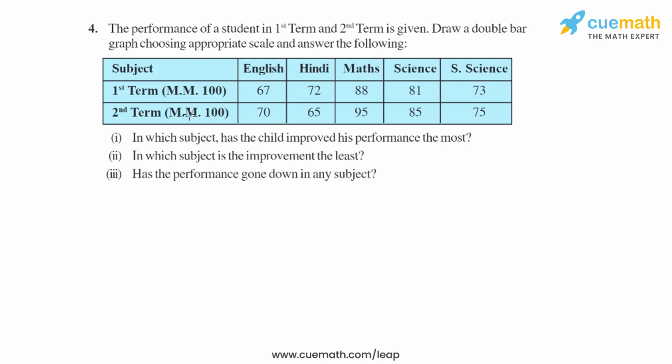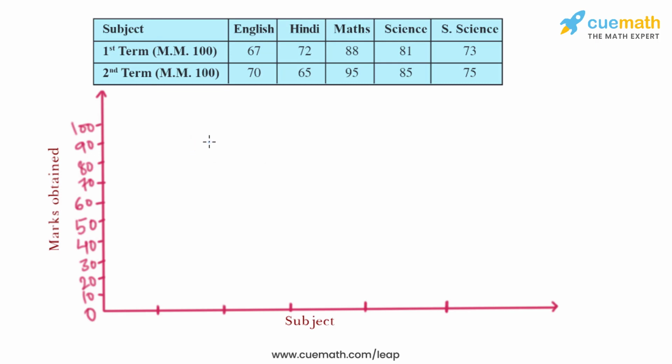So first of all, we will draw a double bar graph by choosing a scale 1 unit equals to 10 marks. So let's start drawing the bar graph. Let's start with English. As we can see, in the first term the student has got 67 marks, and in the second term the student has got 70 marks. So we will draw a double bar graph.